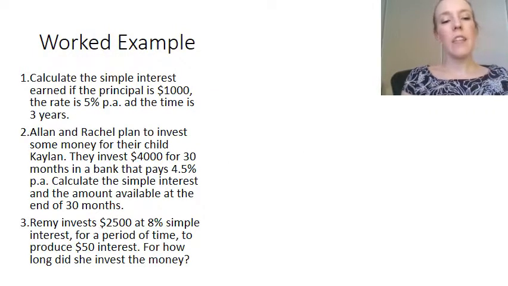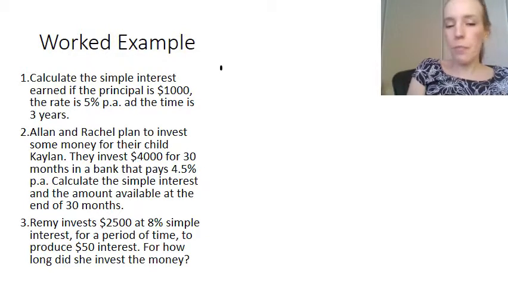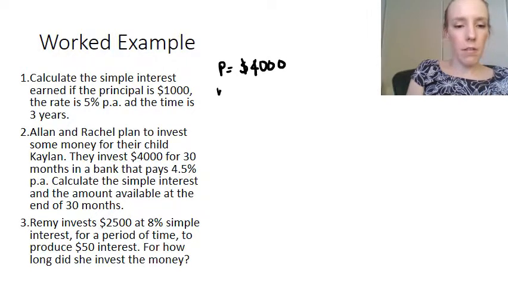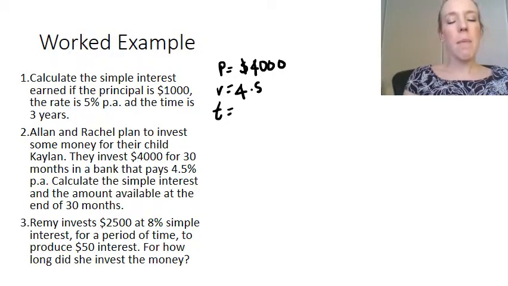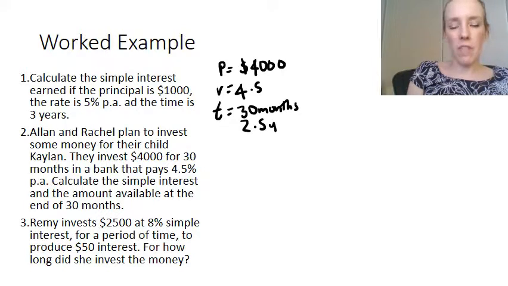Okay, so we'll look at our second one then. Alan and Rachel plan to invest some money for their child Kaylin. They invest $4,000 for 30 months in a bank that pays 4.5% per annum, so every year. Calculate the simple interest and the amount available at the end of 30 months. So we'll define our variables. The principal amount is what they started with, that was $4,000. Their rate is 4.5%. Now time. Time is normally in years, and we've got it in months here. So it's 30 months, but we're going to write that in years. That's actually 2.5 years.